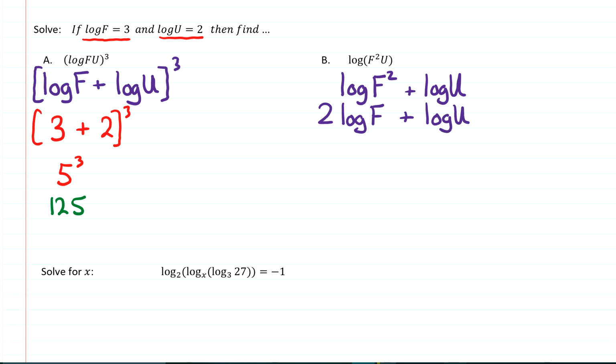And from above, we were told the log of f is 3. So this statement here would be 2 multiplied by 3. And now we're just adding the log of u, and the log of u is 2. So 2 times 3 is 6, plus 2. And then 6 plus 2 would be 8.